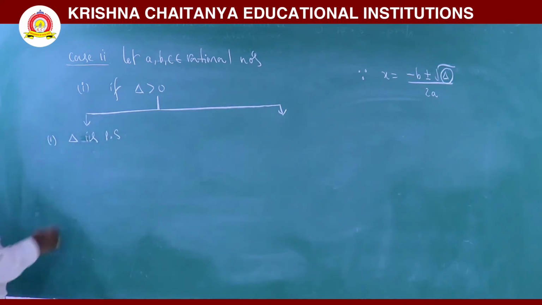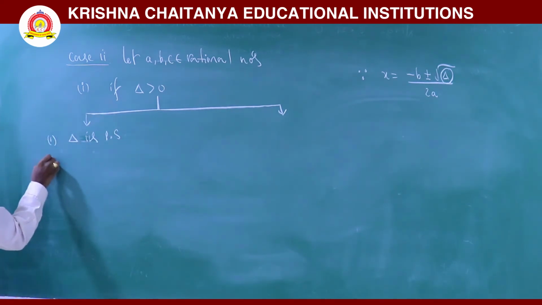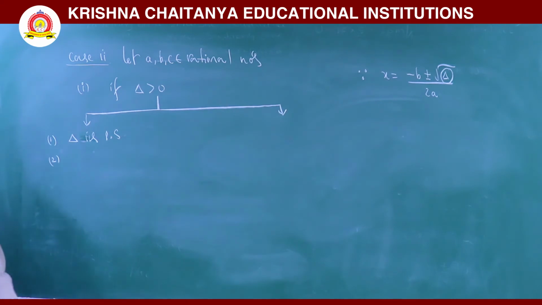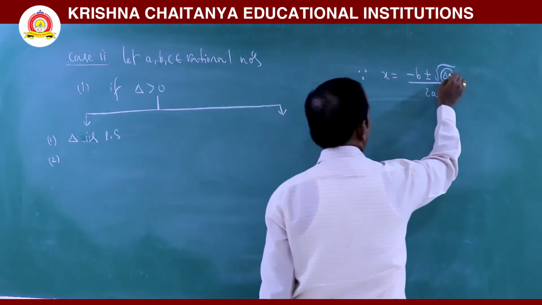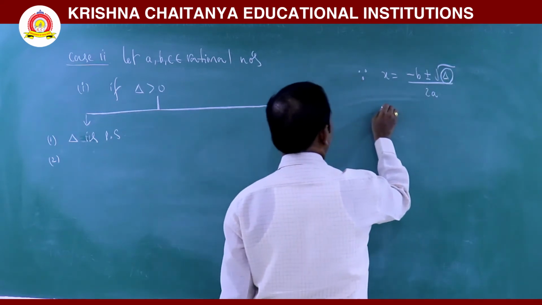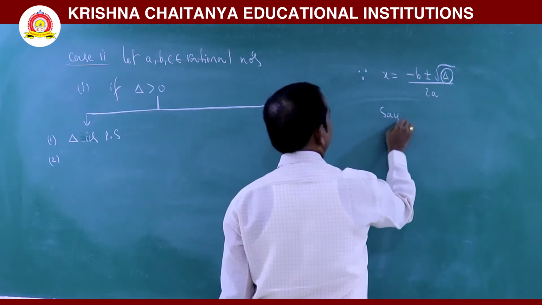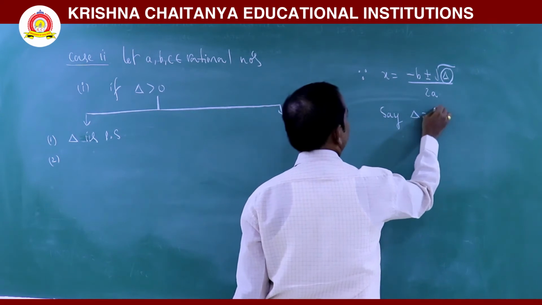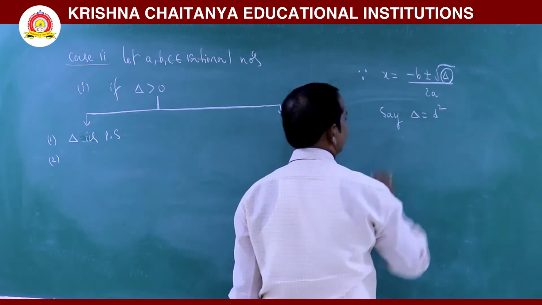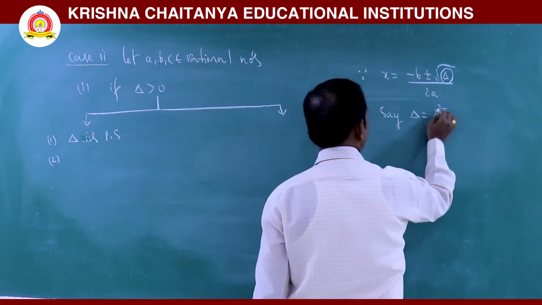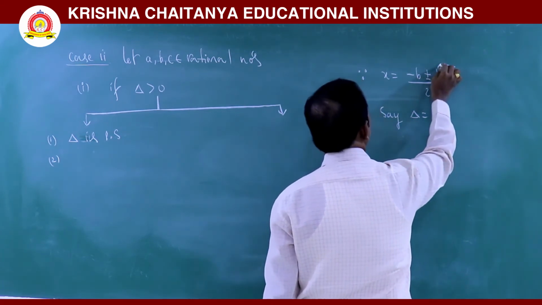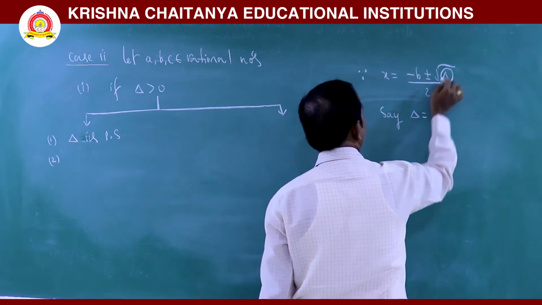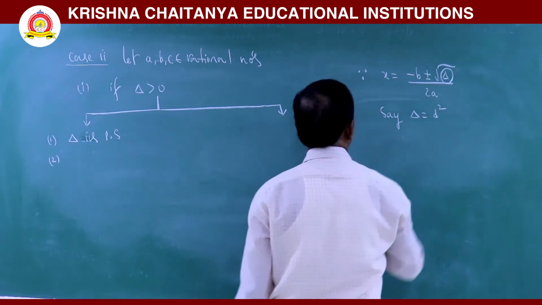PS is nothing but a perfect square. So what are the roots? Now let us come to here. Delta is a perfect square. For our convenience, say delta is equal to d square, where d is a number. So d square is a perfect square. Now replace delta by d square in this one, what do we get?